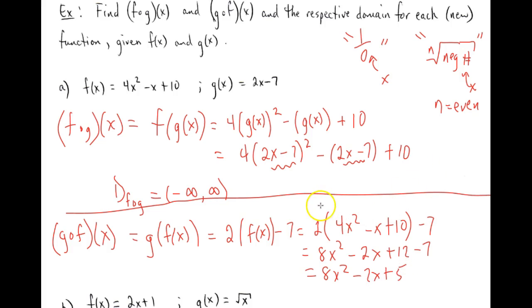Okay. Now the raw form of this function is here. And if you notice, we have a quadratic. We still don't have anything that makes us divide by 0 if you plug in an x value. And we don't have any square roots, fourth roots, or anything like that. So again, the domain of g of f of x is going to be all real numbers.